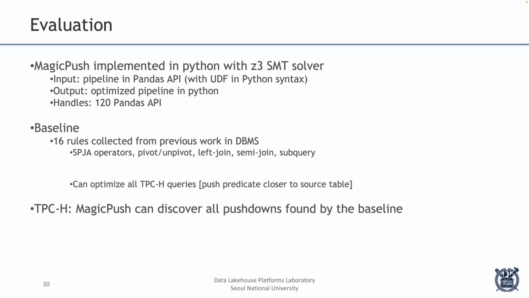So the baseline can optimize all the TPCH queries, and it pushes the predicates close to the source table as long as it has a rule. Also, when they run magic push with TPCH, it discovers all the pushdowns found by the baseline. So it covers all of the 16 rules that are already explicitly stated.